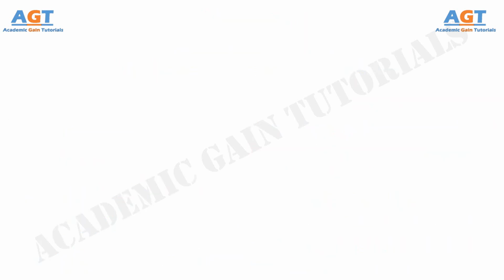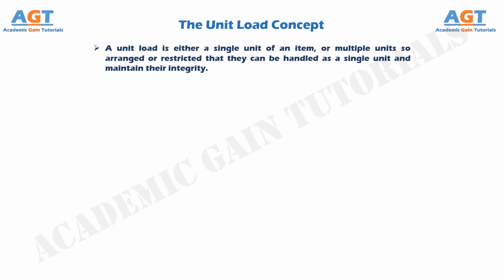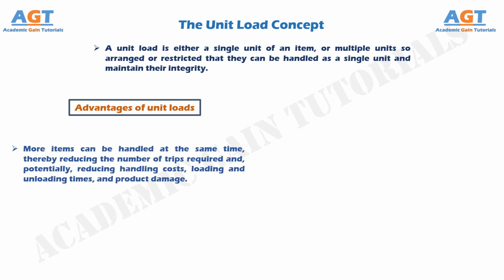The unit load concept. A unit load is either a single unit of an item, or multiple units so arranged or restricted that they can be handled as a single unit and maintain their integrity. Let's look at the advantages of unit loads. More items can be handled at the same time, thereby reducing the number of trips required and, potentially, reducing handling costs, loading and unloading times, and product damage. And it enables the use of standardized material handling equipment.